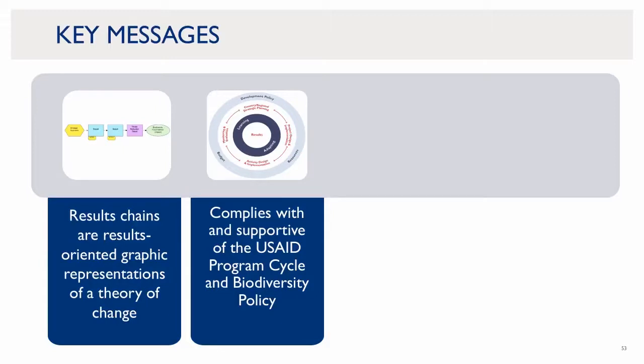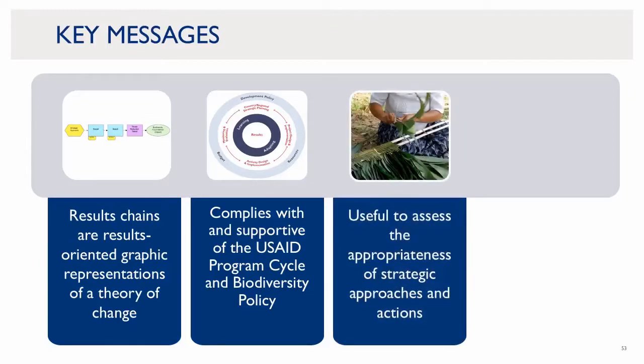Because results chains help teams lay out their logic, they also provide an opportunity to assess that logic and see if it makes sense, thus helping teams determine if the strategic approaches and actions they are proposing are appropriate before they actually implement them, and also during implementation as a way to make course corrections.